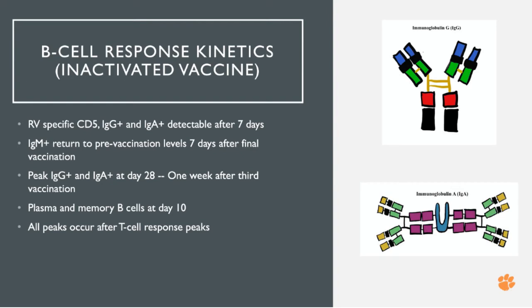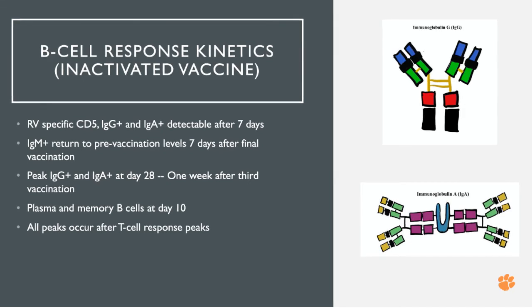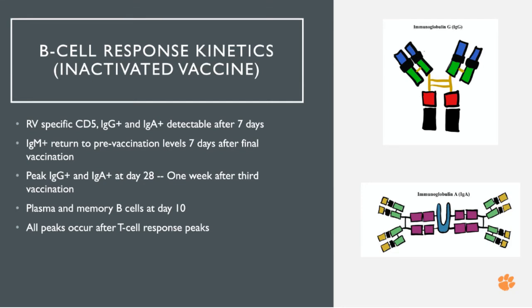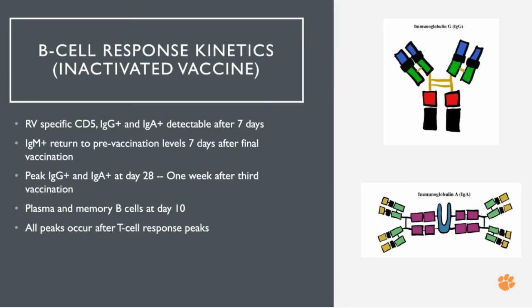In this study, rabies-responsive CD5 plus and IgM plus B cells were detectable in mice before the vaccination was given. 7 days after the first dose, rabies-specific class switched CD5 plus, IgG plus and IgA plus B cells were detectable. The antibodies that were produced after 7 days accounted for the primary B cell immune response.